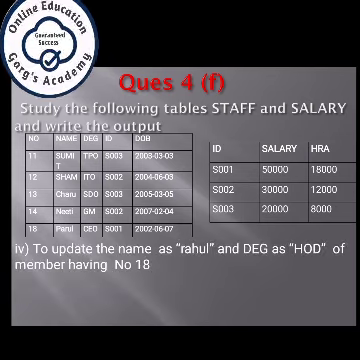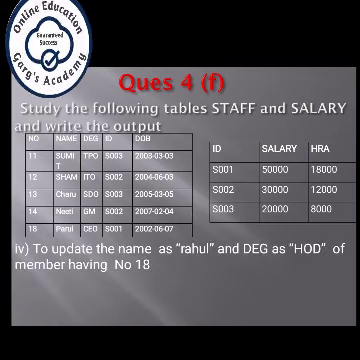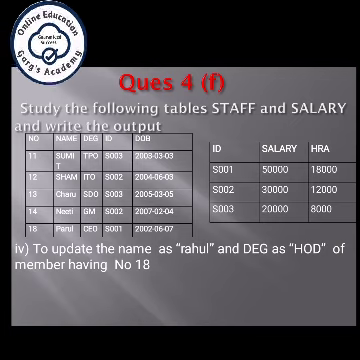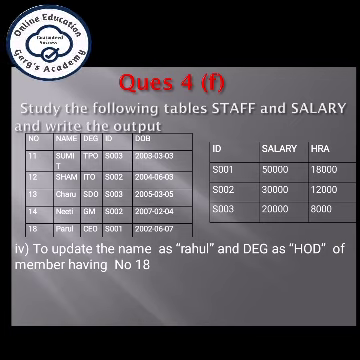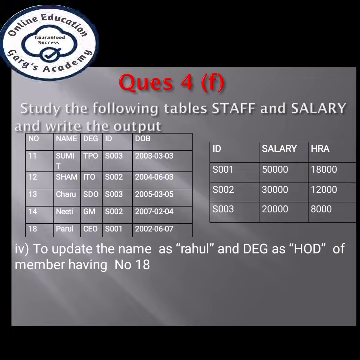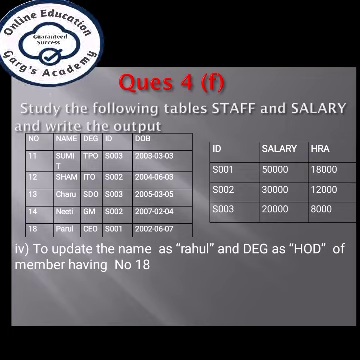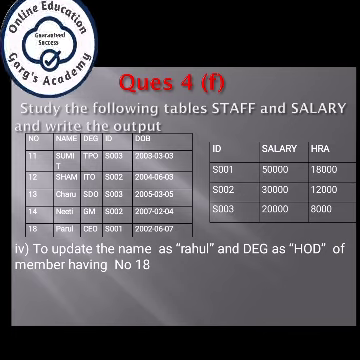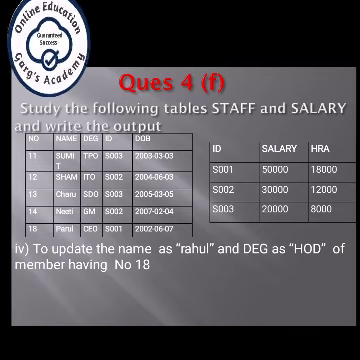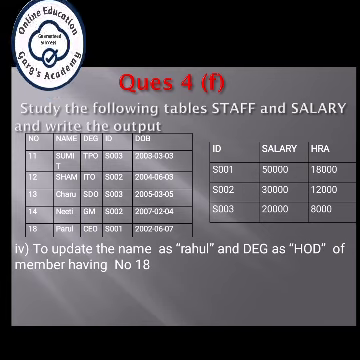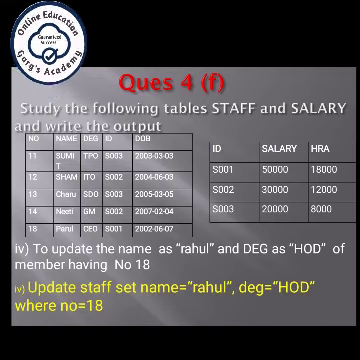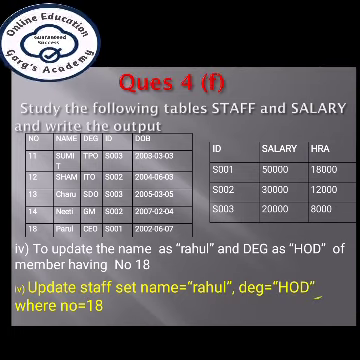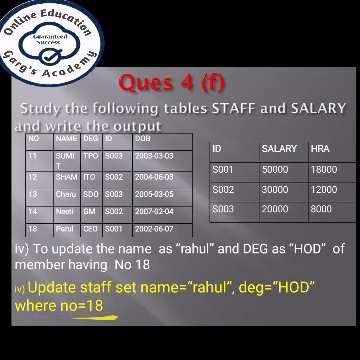Next part, to update the name as Rahul and DEG as HOD of the member having number 18. So students, whether you are required to update or change or hike or shrink, for these types of words you always have to use the UPDATE command. So you will write UPDATE staff SET name = 'Rahul', DEG = 'HOD' WHERE number = 18.